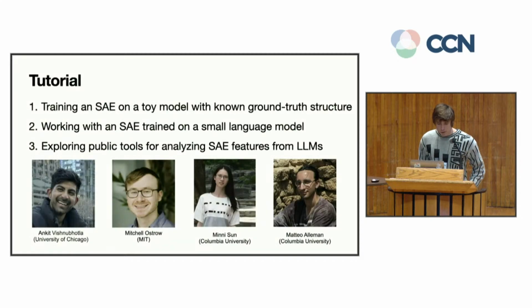So we're gonna have a tutorial later. You're gonna train a sparse autoencoder on some toy data with known ground truth structure. Then you're going to work a little bit with an autoencoder that's been trained on a smaller language model, and you can do some visualization of what examples it activates for.